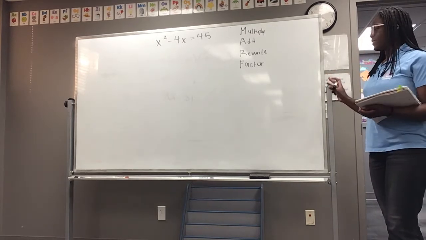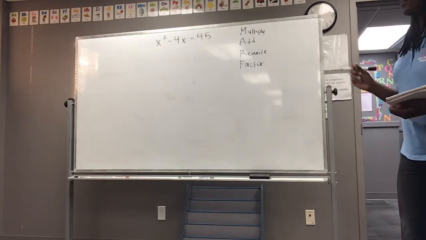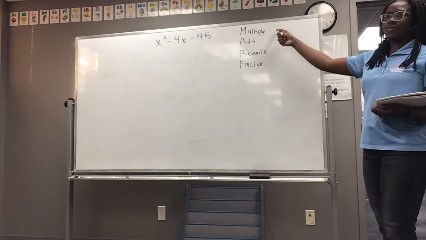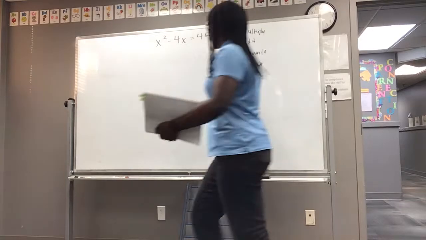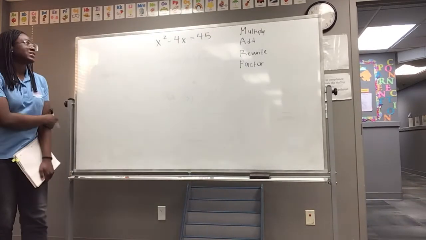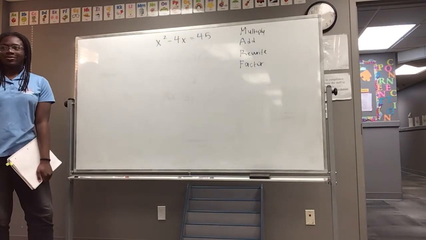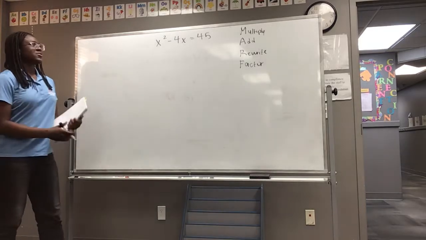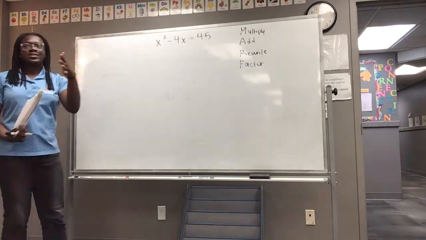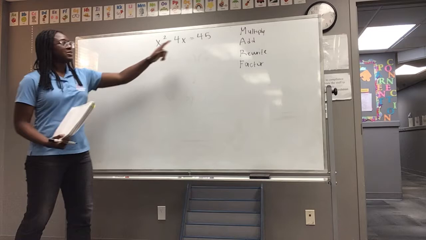So to start off with this one, before I even do the multiply, I'm going to rewrite my quadratic equation, and I want to get it into that ax squared plus bx plus c form. So right now, 45 is on the other side of our equation, so I'm going to subtract it over.